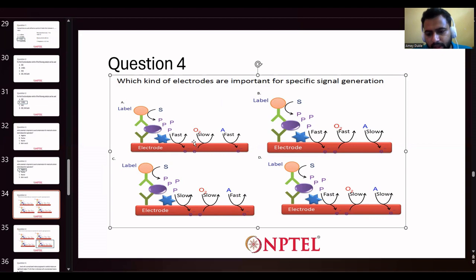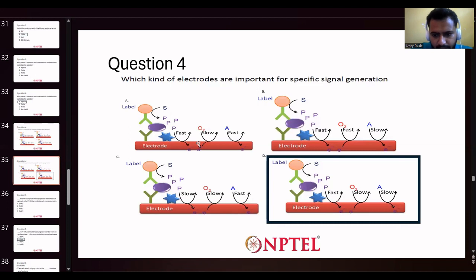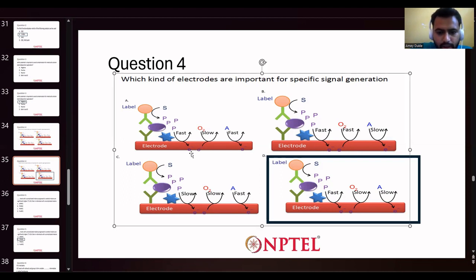And coming to the last option, here the primary reaction is happening fast and the other two reactions are happening slowly. The side reactions are happening slowly. So whatever electrons we get will be from the primary reaction. So that is the correct answer, which is option D. I hope I'm clear with my explanation. In case it's not clear, you can always put your doubts in the comment section, or you can ask in the next lecture as well.